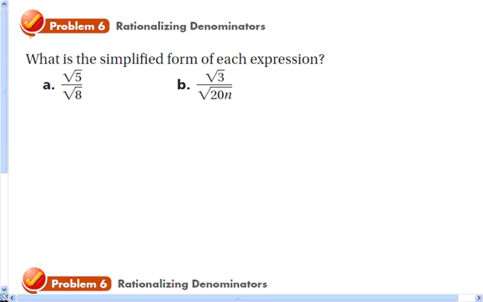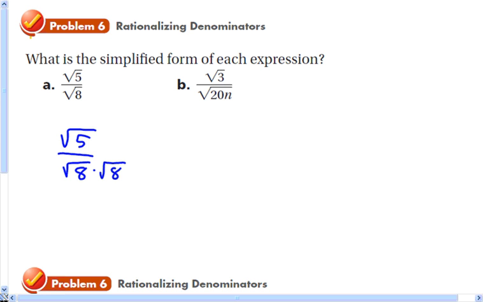All right, what is the simplified form of each expression here? Square root of 5 over the square root of 8. Remember from yesterday that to be simplified, you cannot have a square root in the denominator. Now, here's a nice way to get rid of that. Just multiply by the square root of 8.